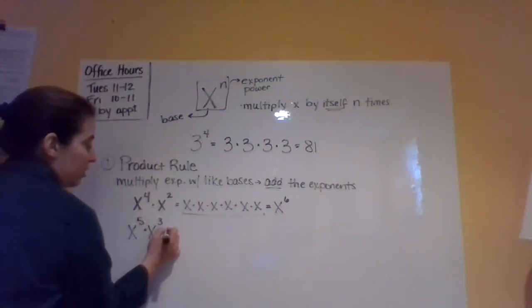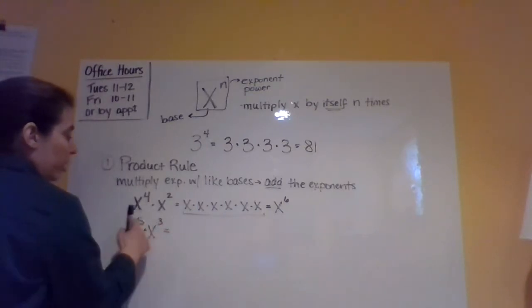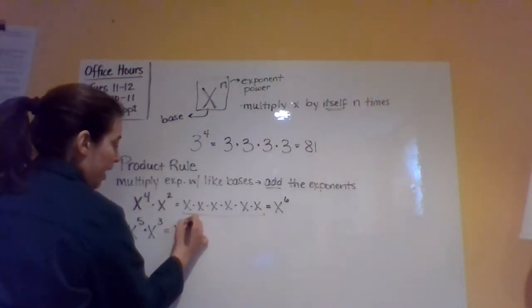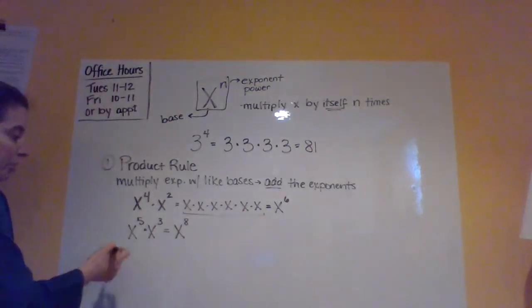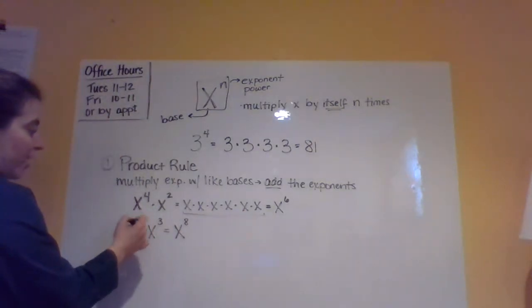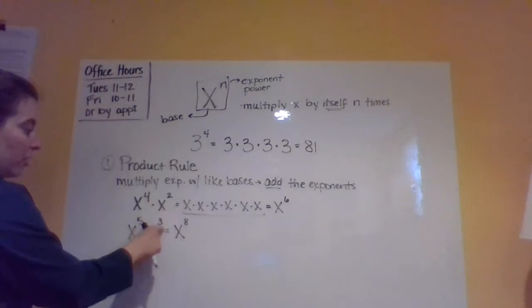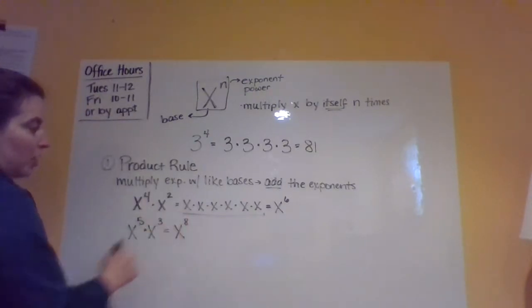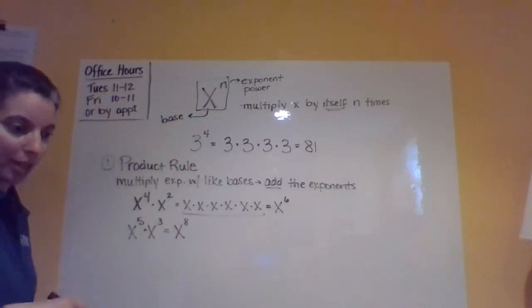Okay, so x to the fifth times x to the third. We're going to add those exponents. It's going to be x to the eighth. Again, if you're thinking about what's happening behind the scenes, this means there are 5 x's multiplied. This means there are 3 x's multiplied. That means altogether there are going to be 8 x's multiplied together.